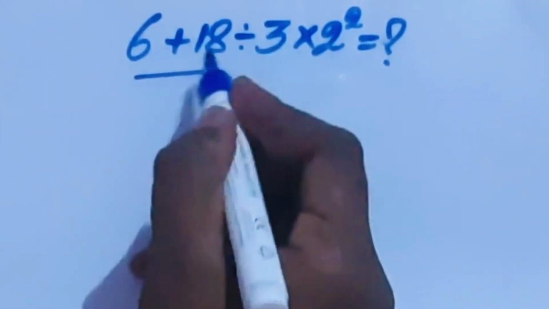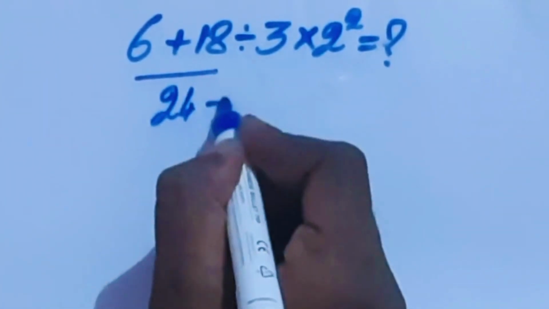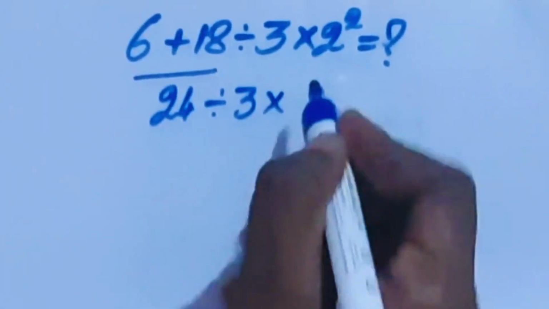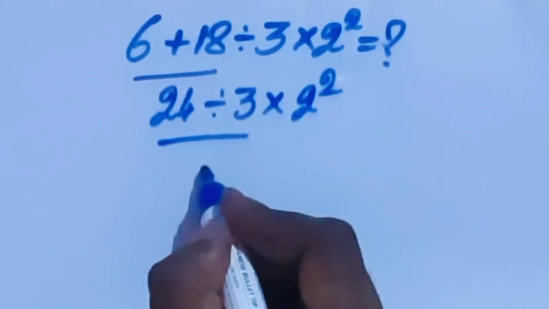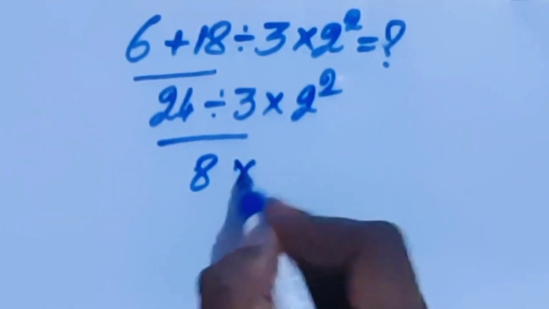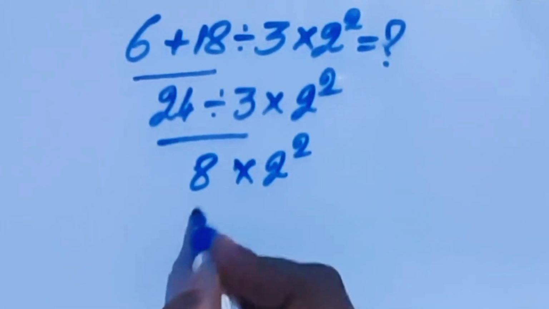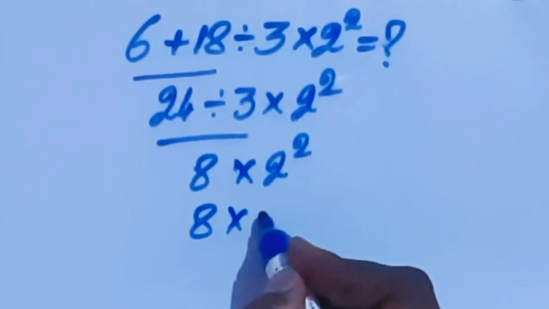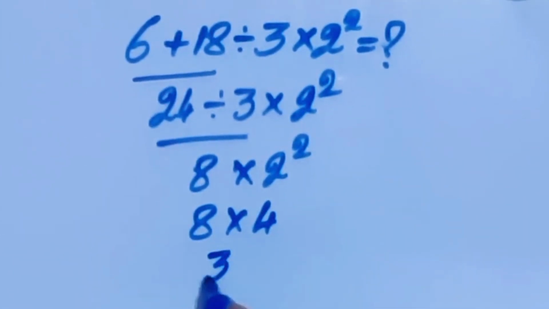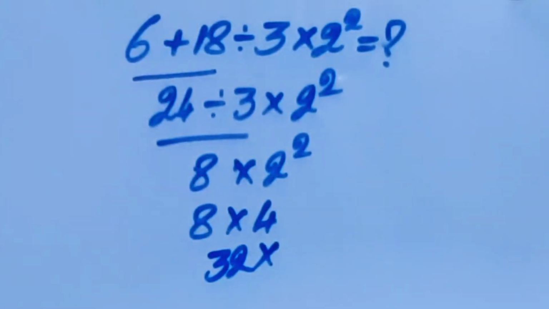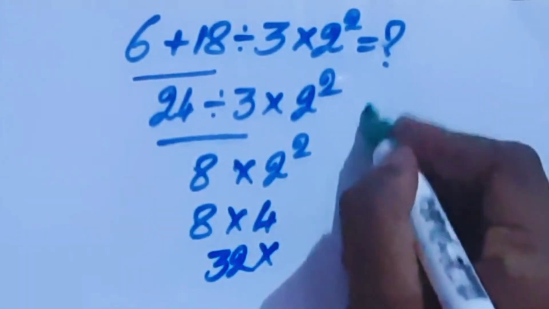I guess here 6 plus 18 is 24, divided by 3 times 2 power 2. Here 24 divided by 3 is 8, times 2 power 2. Here 8 times 2 power 2 is 4. Here 8 times 4 is 32, which is the wrong answer. As per the order of operations, this 32 is the wrong answer.